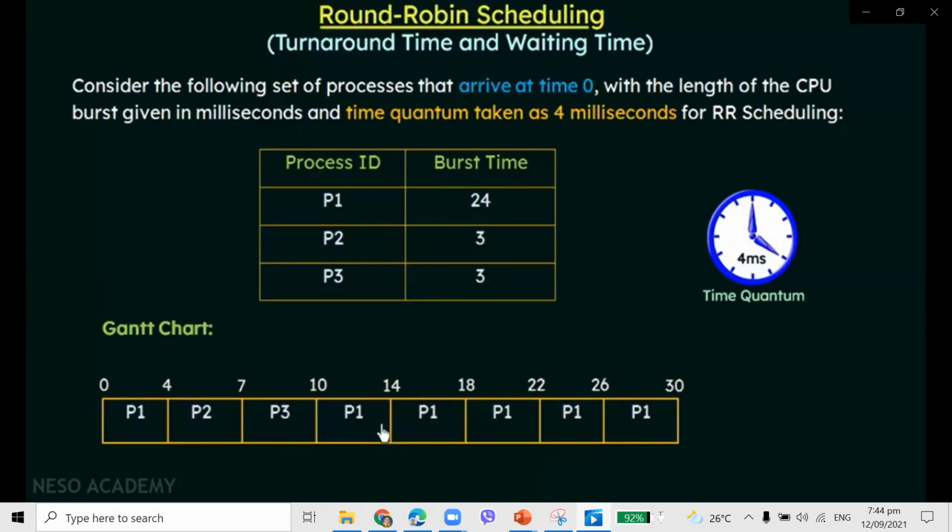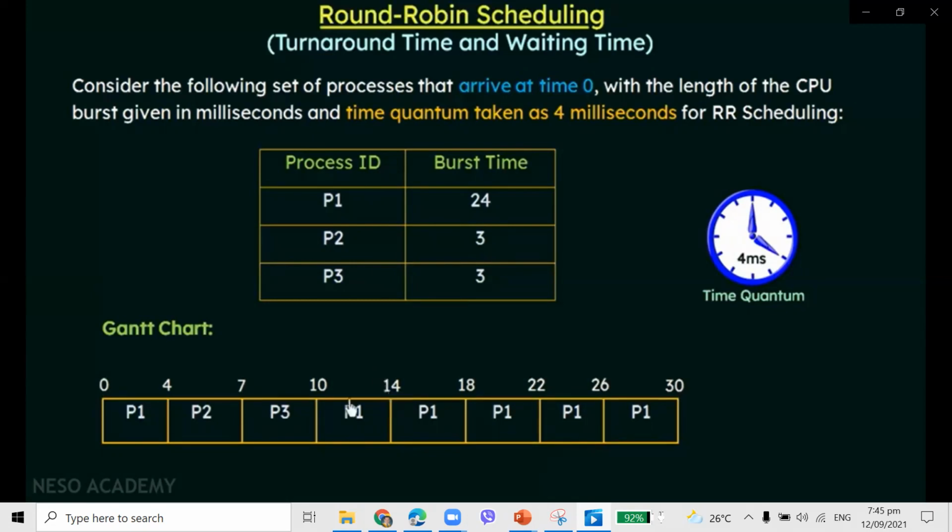Let's see how much did P1 execute. P1 executed for 4 milliseconds here. Then here P1 executed for another 4 milliseconds, which is 4 plus 4, 8 milliseconds. So P1 still has a remaining of 16 milliseconds to execute. So P1 is still there in the queue.